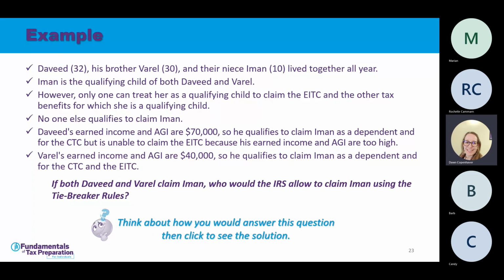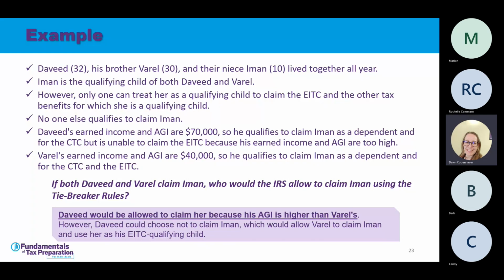If they both try to claim her, who would the IRS allow to claim her under the tiebreaker rules? Okay, so it would be David because he had the higher AGI than Varel. However, he could choose not to claim her, which would then allow Varel to claim Iman and use her as an earned income tax credit qualifying child. So there's always a rule around a rule.